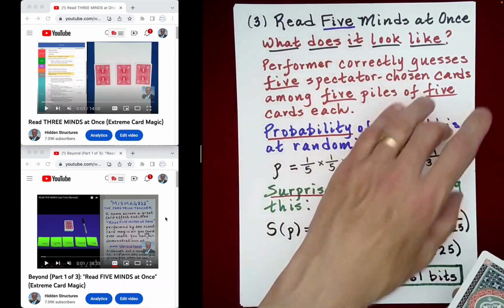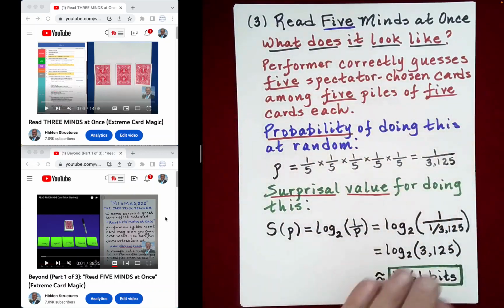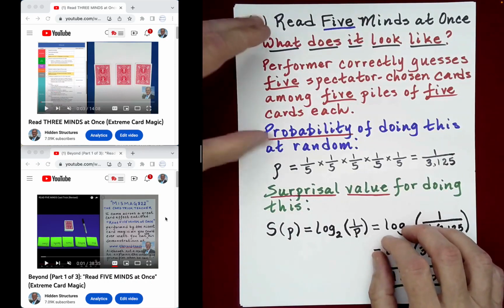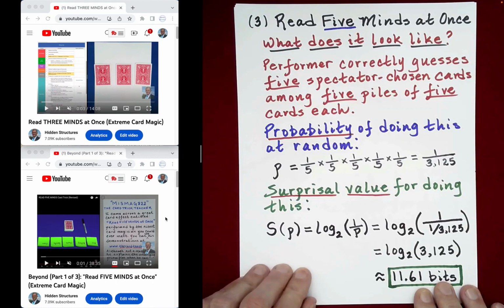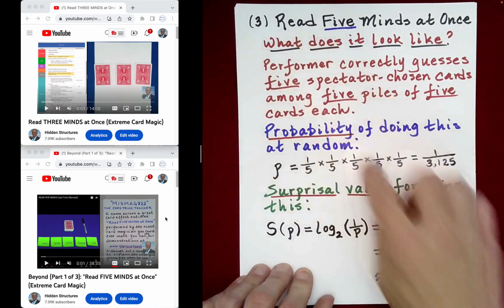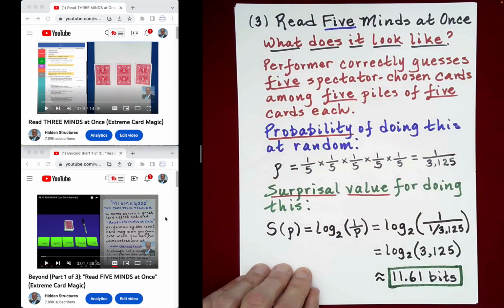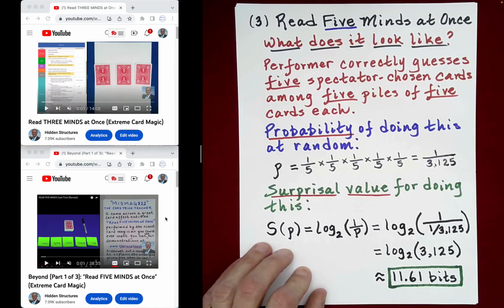Okay, and then we do the same thing where each pile is turned face up so you can see them all. And then you ask the spectator which pile contains your first selection. And the moment they tell you which of the 5 piles contains their first card, you know without a shadow of a doubt what card they chose for that first pile. You can immediately name it. And that's true for the second, third, fourth, and fifth card that they selected.